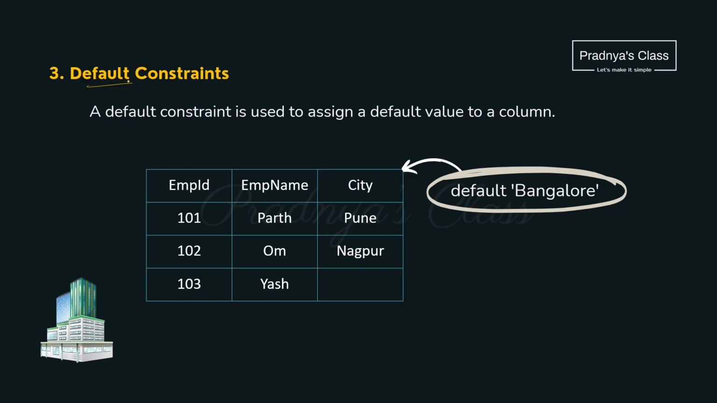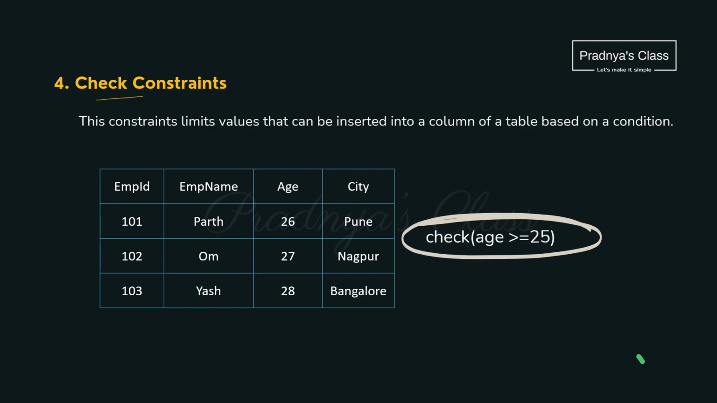Moving ahead to the third, that is default constraint. The way we have a default parameter in a function, it works the same way. If you don't provide any value for the column, the default value will be considered. The fourth constraint is check constraint. If you want to insert data into the table based on some criteria, then we can apply the check constraint. Look at this table. On the age column, we are applying a check constraint. If the data satisfies this condition, then only you can insert the data into the table, otherwise not.